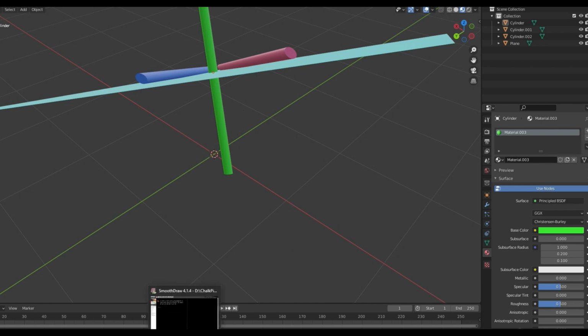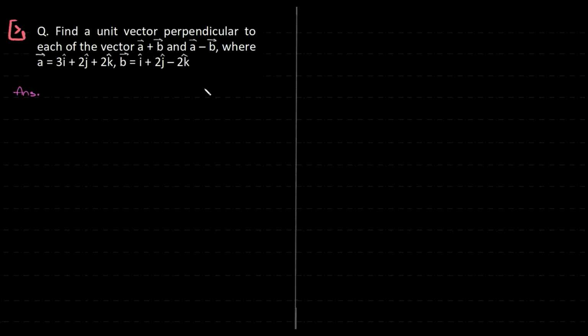Now the question is, how can we solve this? I indirectly gave you guys a clue. Okay, so the funda here is this. Vectors A, B, A plus B and A minus B will be in the same plane. So all of these four will be in the same plane.